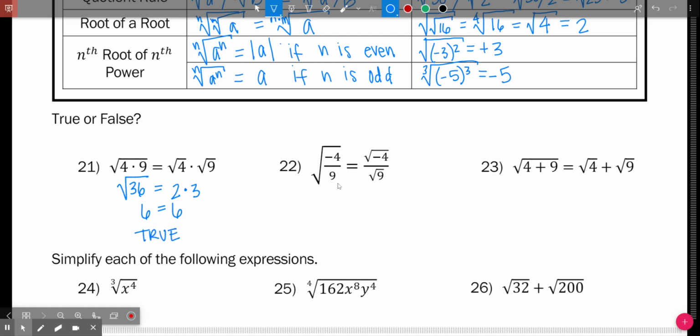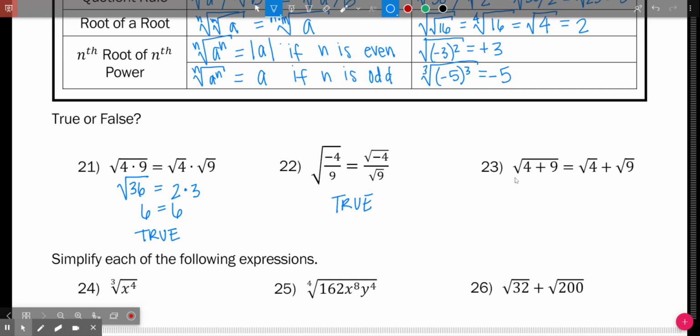And number 2, the square root of -4 over 9 is equal to the square root of -4 over the square root of 9. Well, this is a demonstration of the quotient rule, so it is also true.